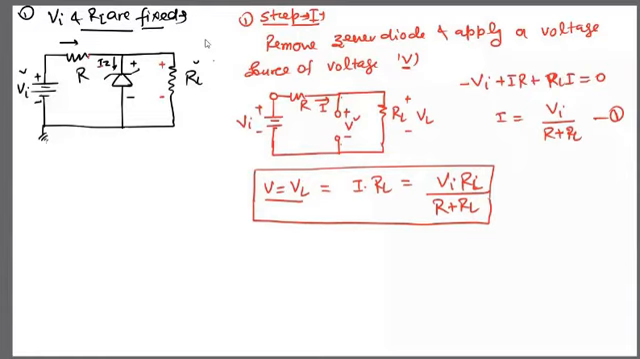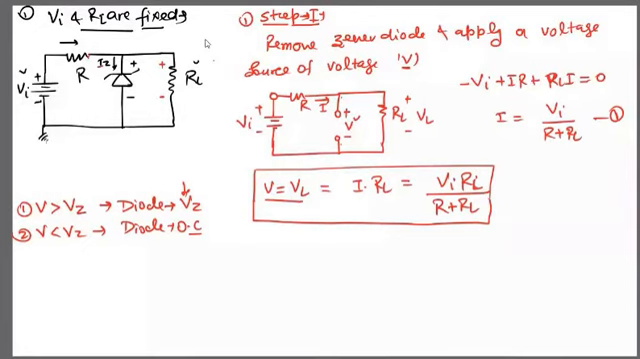First case, if V is greater than Vz, the breakdown voltage, in that case the diode will be replaced by a source of Vz. And second case, if V is less than Vz, then the diode will be an open circuit. Simply, these are the conclusions.